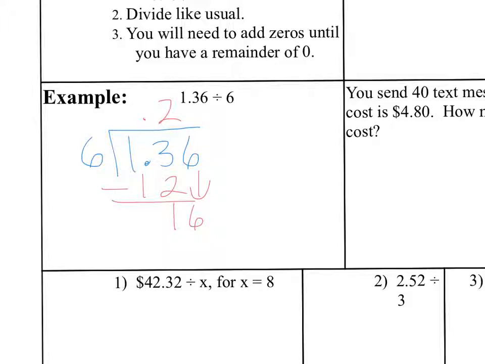And then 6 into 16 is 2 times. Okay. 2 times 6 is 12. You have 4 left over. Okay. So I'm going to add 0. 6 into 40 is going to be 6. Okay. 6 times 6 is 36. So you notice that you keep on having a remainder of 4. So that means the 6 is going to be repeated.